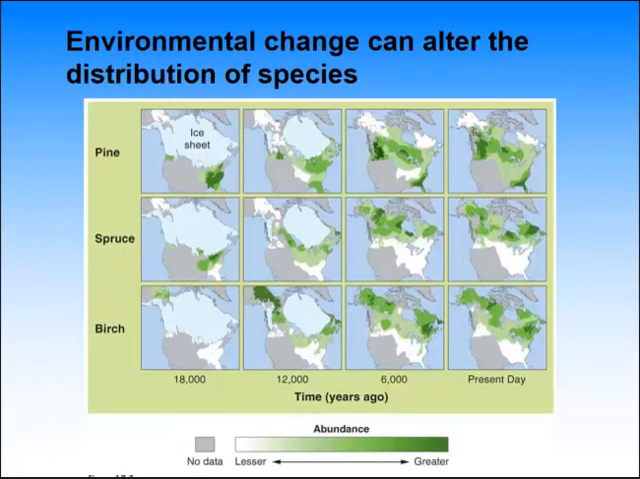Ugh. All right, here we see changes in tree species distribution over time. So we're going to start with the loblolly pine, and we're going to look at 18,000 years ago. Notice how cold it was. How do I know how cold it was? Because of the massive ice sheet. You know we're looking at the North American continent, right?